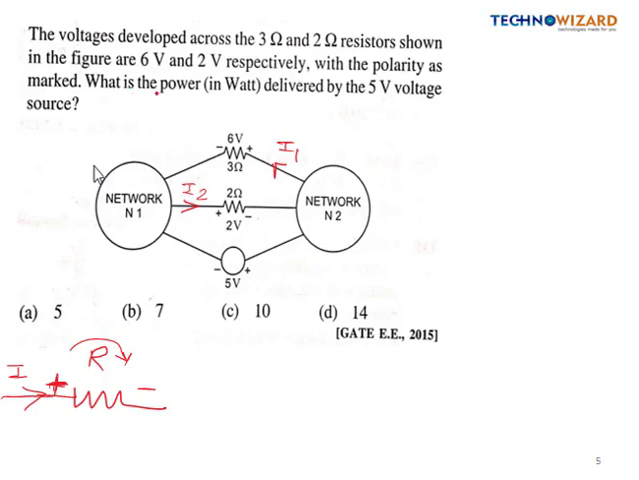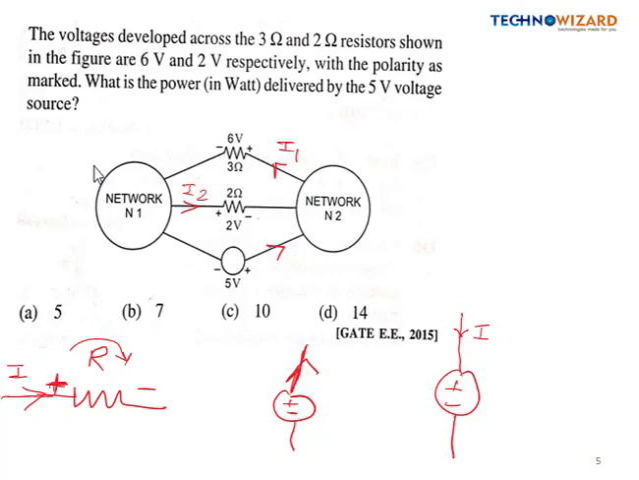Now in the question it is saying that we have to find out the power delivered by the 5 volt voltage source. So here this voltage source is delivering the power, so the current must flow like this, right? Because suppose this is a voltage source, if it is delivering the power, then the current will flow like this. But if the current is flowing in the opposite direction, then it will absorb the power. But in the question it is saying that the power is being delivered by the voltage source, so the current must flow like this. Now we will simply apply the KCL.